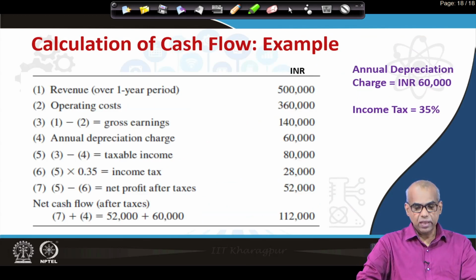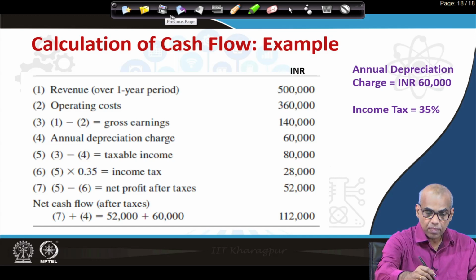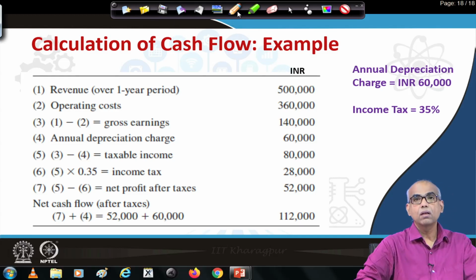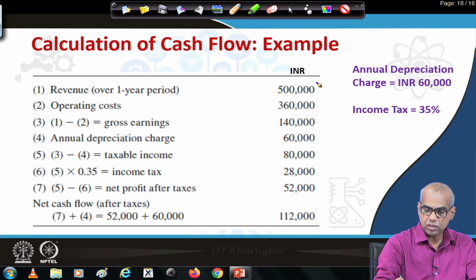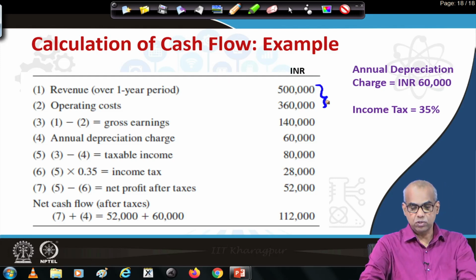So, this is a small example which shows the calculation of cash flow. All the figures represent the time period of 1 year. Revenue over a 1 year period is rupees 5 lakh. Operating cost is 3,60,000 rupees. So, what is the gross earning? Gross earning is revenue from sales minus operating cost. The difference between these two is 1,40,000.